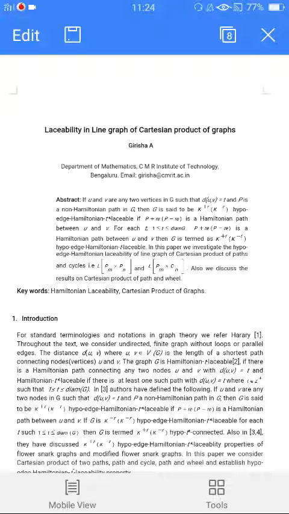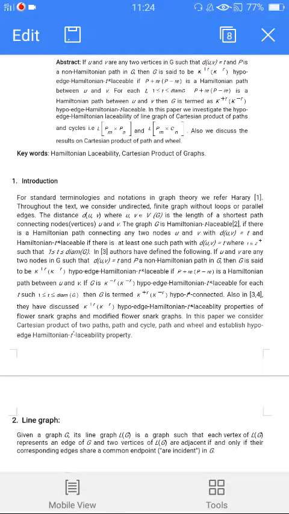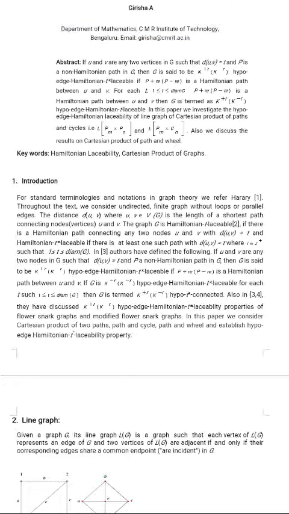Okay, so in this paper we discuss the hypoedge Hamiltonian laceability of line graph of Cartesian product of paths and cycles, that is L of Pm cross Pn and L of Pm cross Cn. We also discuss the results on Cartesian product of path and wheel graph. For standard terminology we have the textbook of Harary. Here we consider the basic definitions we have used to prove the results.